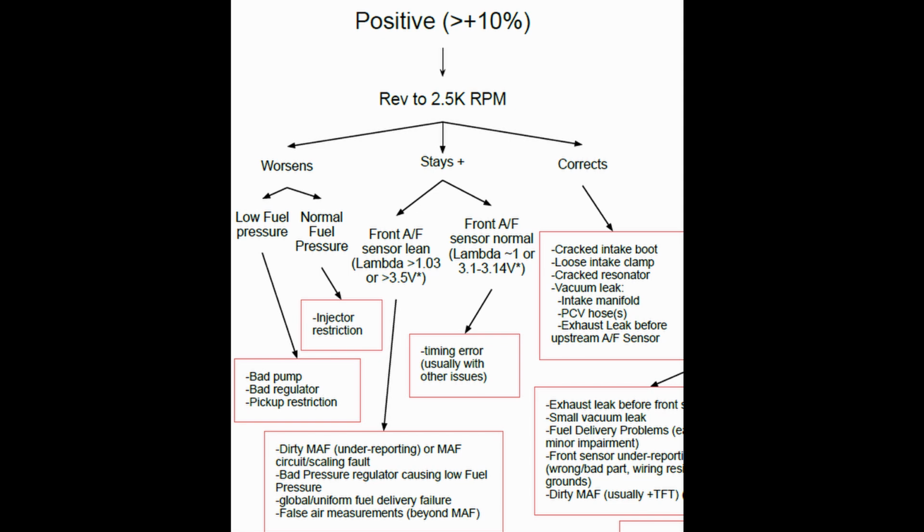And there could be other false air measurements beyond just the MAF sensor. These are way less common than the MAF, but something to think about. Also listed here, if your front AF sensor value is normal, there could be a timing error. The big thing here is you're going to see a ton of other issues if your timing chain is off a tooth or two than just a P2096.